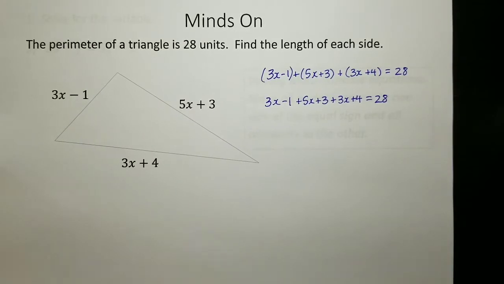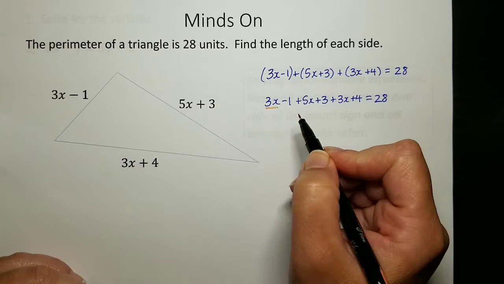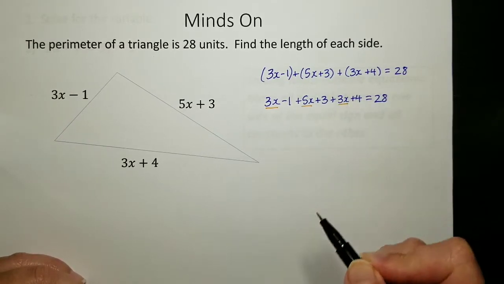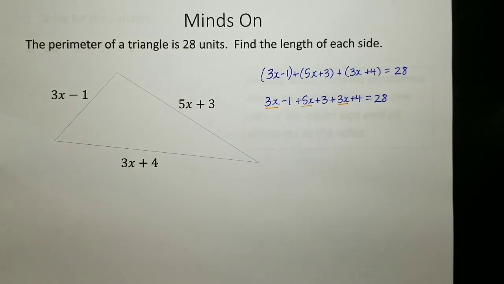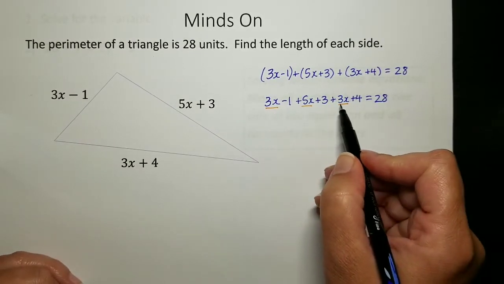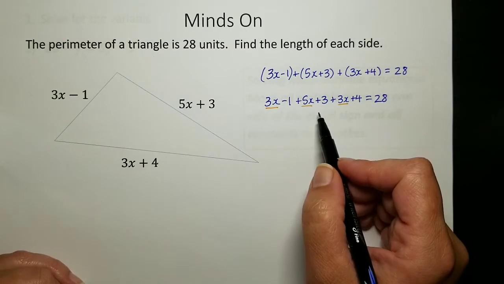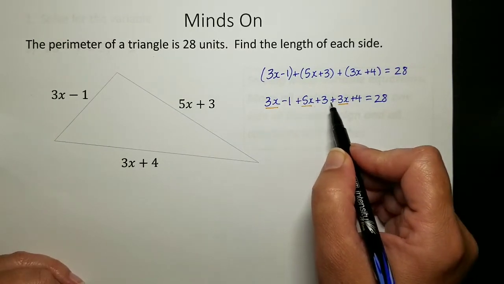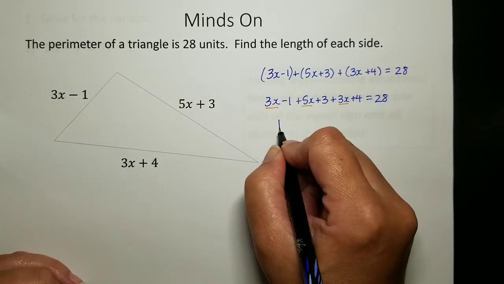Now I'm going to highlight my like terms. So I have a 3x. Which other terms have just an x with no exponent on it? 5x and 3x. So 3x plus 5x plus 3x. Remember, we add the coefficients and keep the variable part the same. So 3 plus 5 is 8 plus 3 is 11x.